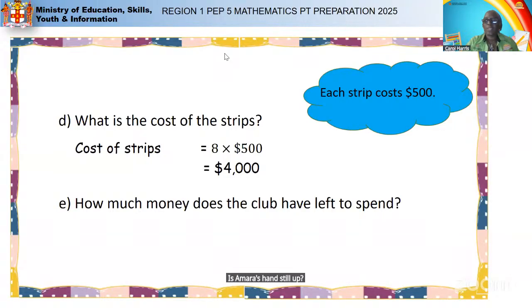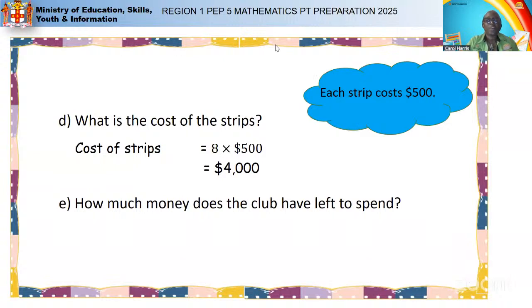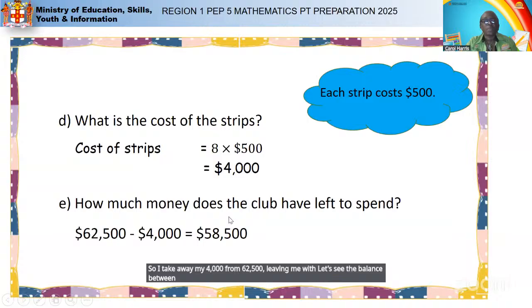All right, so I think that was an old hand. So I'm seeing several new hands raised now. I see subtract in the chat. All right. You'd have to take away or subtract. Great, thank you. So I take away my 4,000 from 62,500, leaving me with what? Let's see the balance quickly, Mrs. Williams. So I'll have $58,500 left.